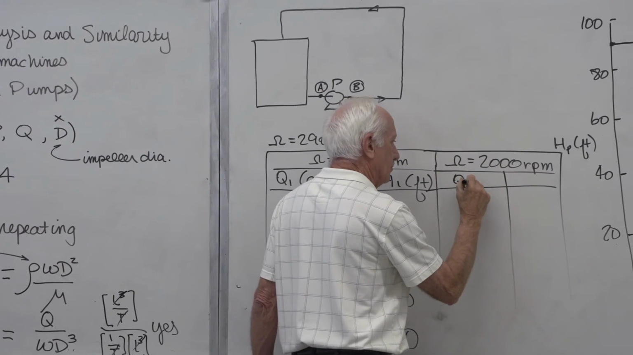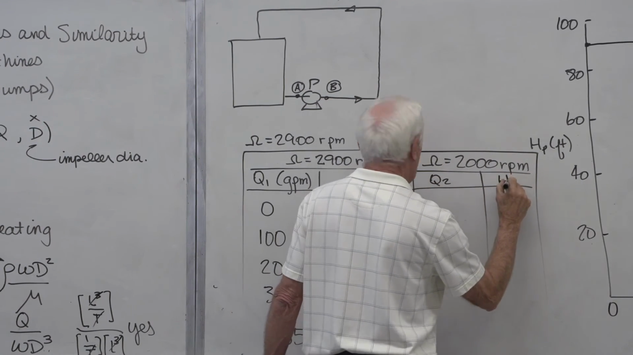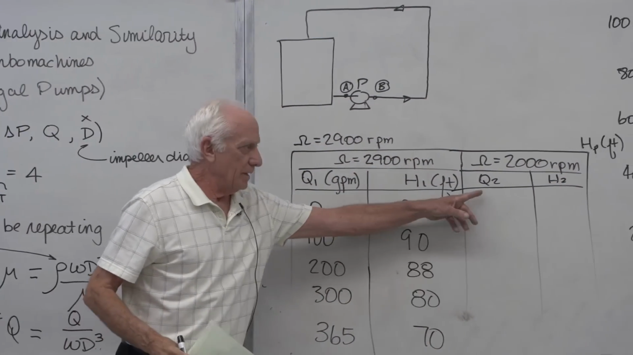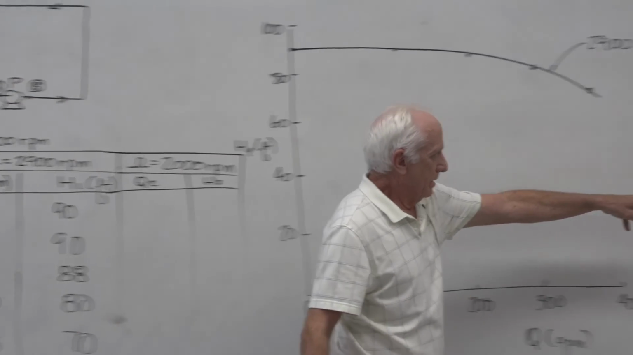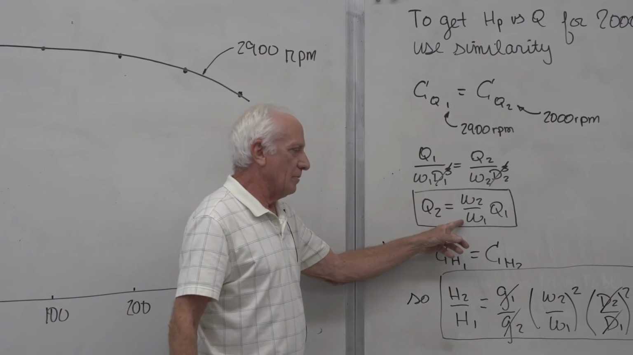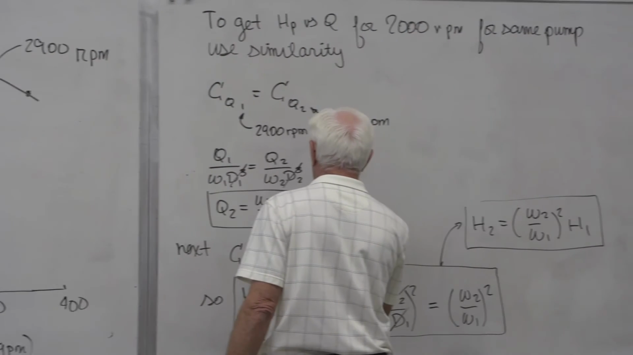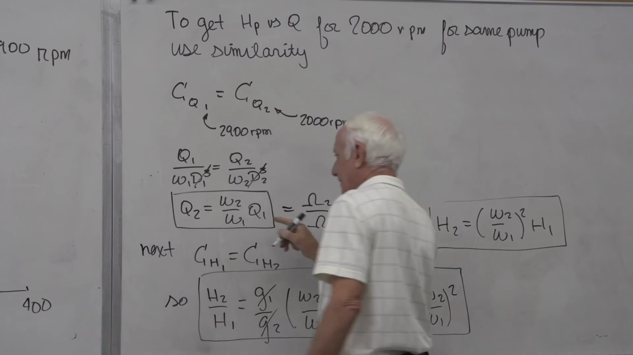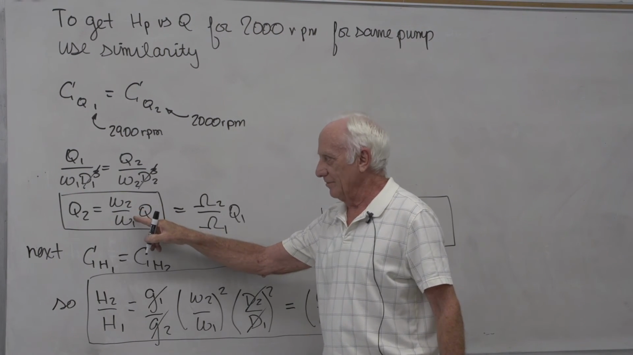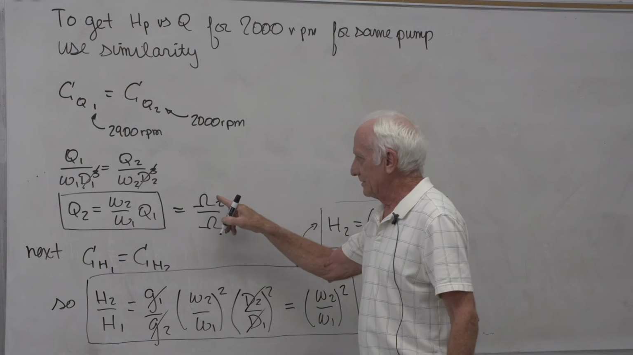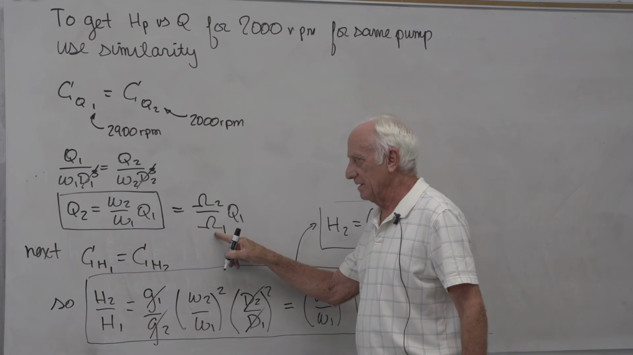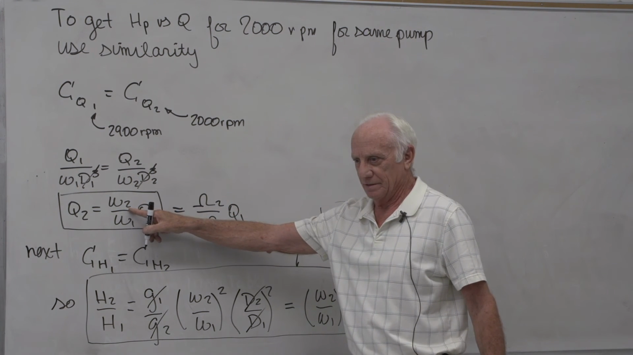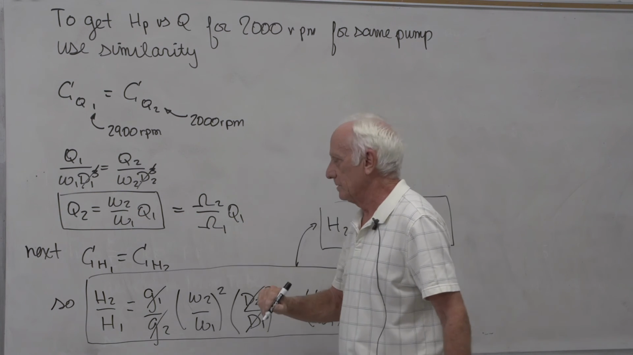This is called Q2. This is called H2. So here's what I do. If I want to find Q2, I go over here, omega 2 divided by omega 1. I don't care what you use because this is the same thing as this. Because what's omega? Radians per second. Radians per second, they cancel out. What's this? Revolutions per second. Revolutions per second, they cancel out. I don't care if you use omega capital or omega small lowercase. Same thing, the units cancel out.